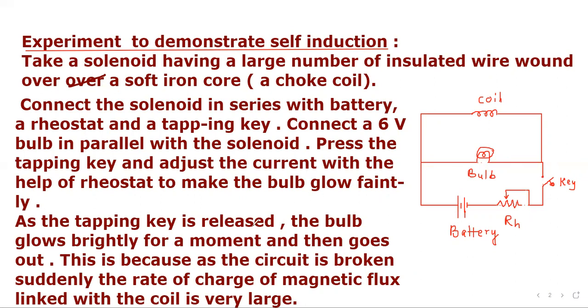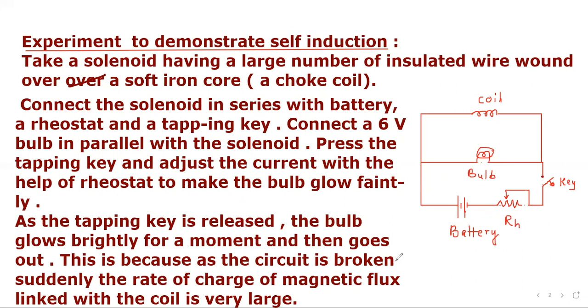As the tapping key is released, the bulb glows brightly. When this key is released, it means circuit is broken. In that case, this bulb glows brightly. This is due to self-induction. When current due to battery is suddenly switched off, then this coil sends the current to recompensate the lost current. So as the tapping key is released, the bulb glows brightly for a moment and then goes out.